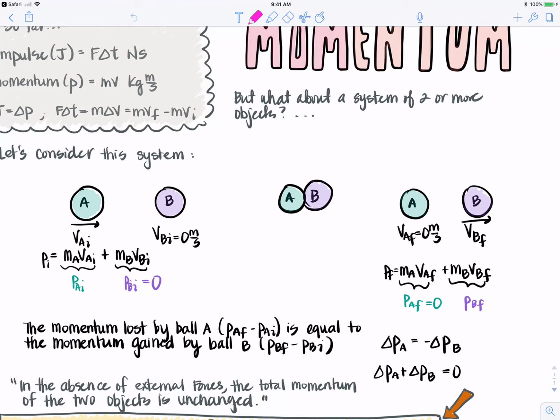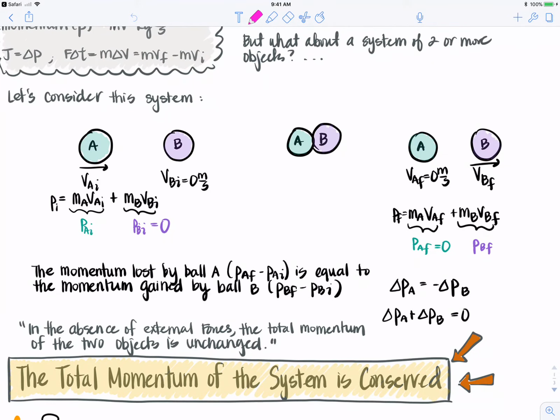So our conclusion is that in the absence of external forces, meaning there's no friction, there's no air resistance, the total momentum of the two objects remains unchanged before and after the collision. Or, said more simply, the total momentum of the system is conserved. Now this is going to hold true from this moment on through the rest of the chapter. So even when we start to incorporate ideas such as energy and whether or not energy is conserved, you will know that momentum is always conserved for our purposes.